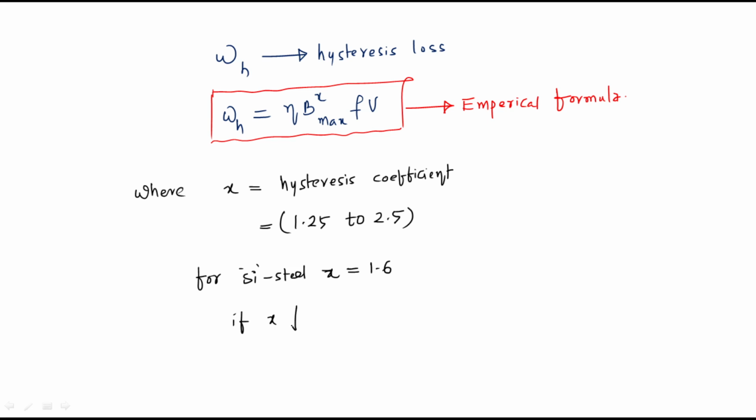If x is low, obviously the hysteresis loss should be very low. Clear? So for silicon steel, the value of hysteresis coefficient is 1.6, right? Then here the question comes, what will happen if the transformer core is made of pure steel?